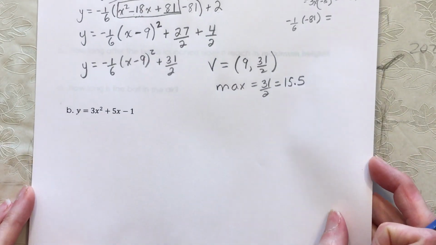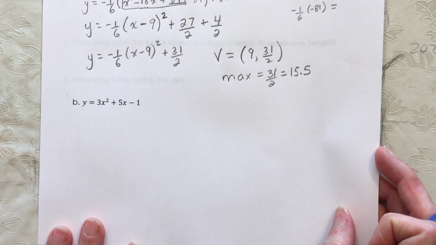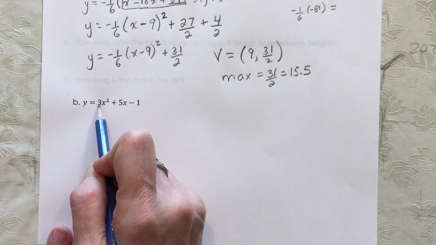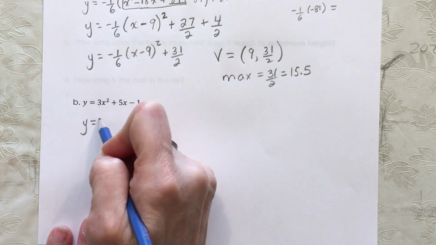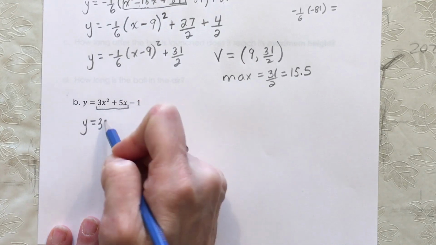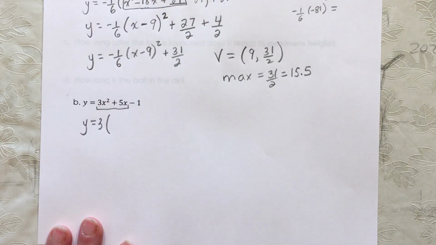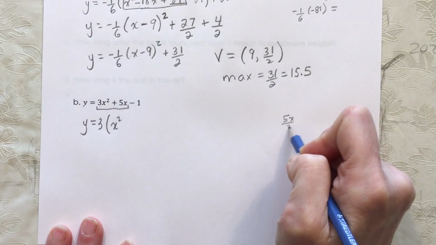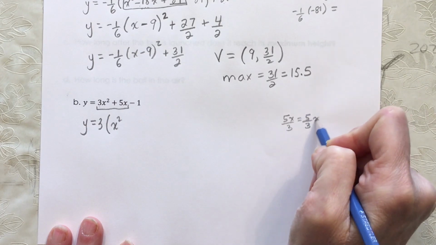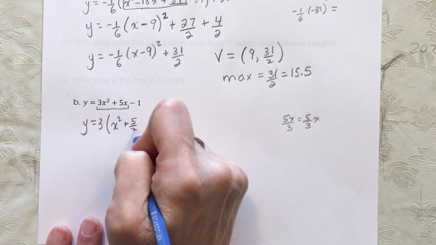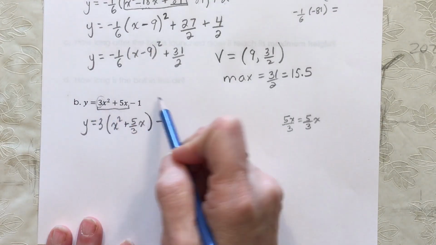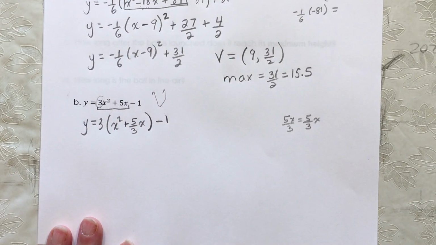And then our second type here, this is where we don't start with a being a fraction, but we create a fraction when we factor the a value out. So we want to factor the a value out of the terms containing x. 3x squared divided by 3 is x squared. And then 5x divided by 3, written as 5/3 x. Close your parentheses, and then minus 1. Because this is a positive 3, it's going to open upwards, so this one's going to have a minimum that we can find.